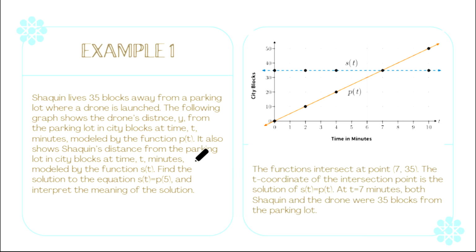So you can see right here, I'm guessing this was supposed to be t, that they intersect at the point (7, 35). The t coordinate of the intersection point is the solution of s of t is equal to p of t. At t equals 7 minutes, both Shaquin and the drone were 35 blocks from the parking lot. Oh, it's because it's right here. Okay, sorry, I got interrupted.